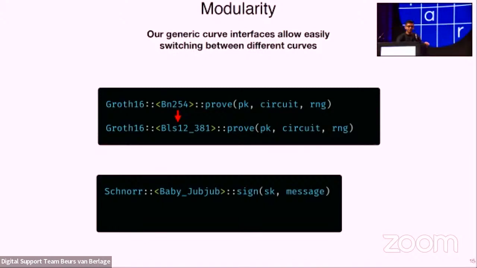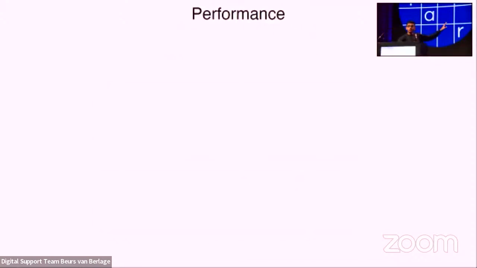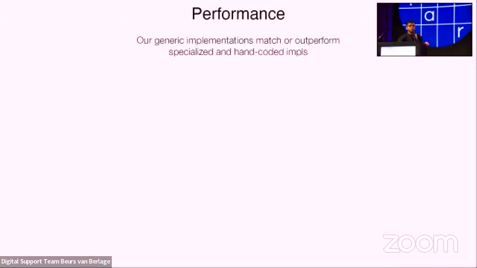Similarly, for signatures, right, you want to switch curves. You're just changing one type parameter, and this is the case for basically every primitive in the arkworks ecosystem. Hashes, commitments, everything, you just change one type parameter, and now you switch to whatever curve you want. Okay, and to achieve all of these modularity and ergonomics goals, we don't sacrifice performance. Rather, in many cases, we match or even outperform specialized hard-coded implementations which focus just on one particular curve, such as BLS12-381. So these are slightly older numbers, but I think they should still be correct.